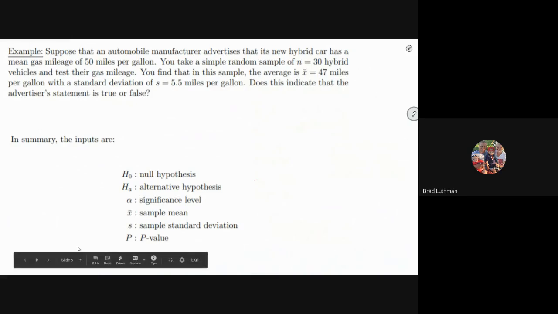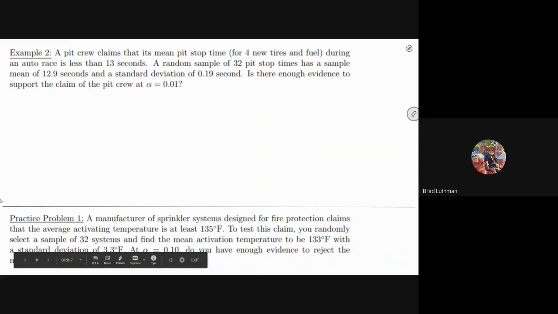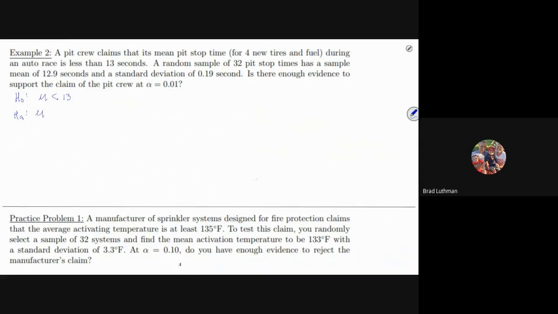To give you a repeat try, right? A pit crew claims that a pit stop for 4 new tires during an auto race is less than 13 seconds. So the null hypothesis is mu is less than 13 seconds. The alternate that you're going to have to write is: is there evidence to support the claim of the pit crew? If you're not less than 13 seconds, then you're probably greater than or equal to 13 seconds, right?